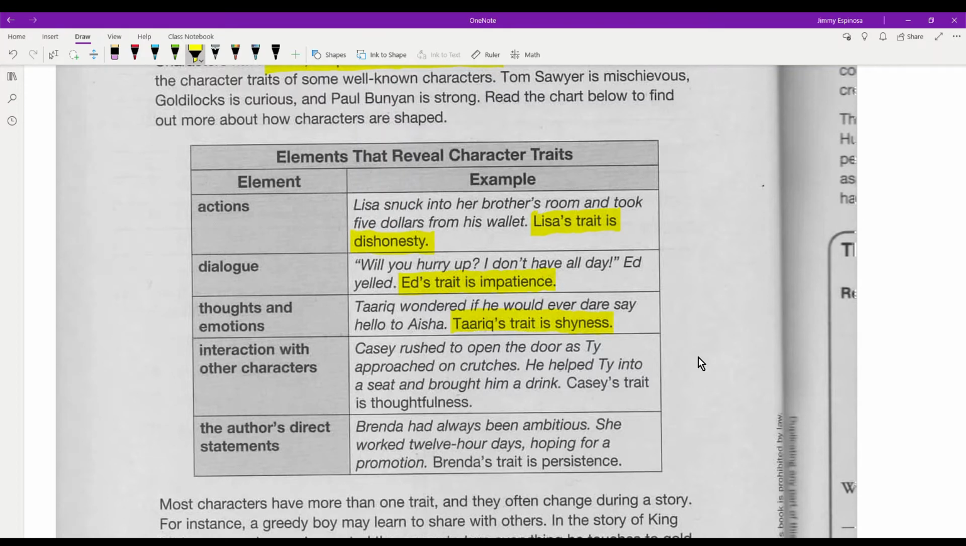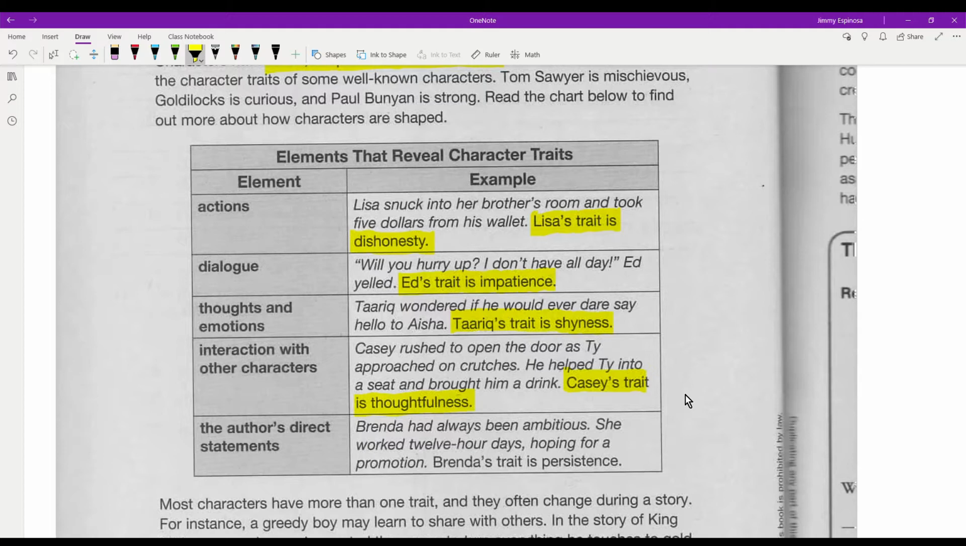Another way the character traits are shown is through the interactions with other characters. Here's an example. Casey rushed to open the door as Ty approached on crutches. He helped Ty into a seat and brought him a drink. So Casey's trait is thoughtfulness. He went ahead and opened the door, brought him a drink, very thoughtful of him.